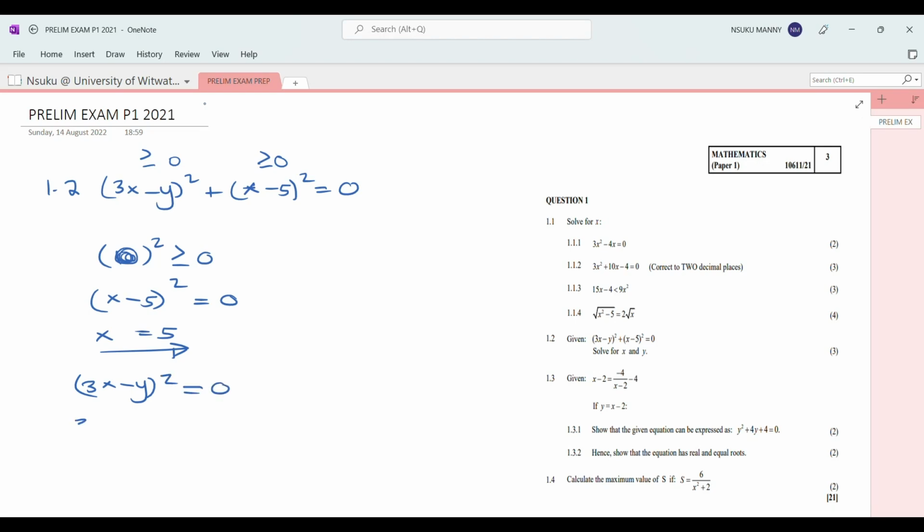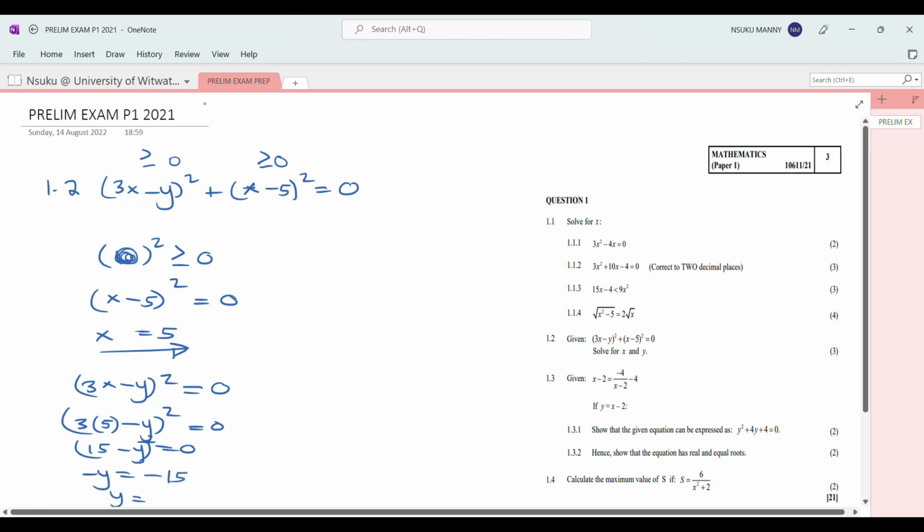If we substitute that value, we have (3 times 5 minus y), everything squared, equals 0. So now we know that 15 minus y is equal to 0, and then y will be equal to 15. So those are our values, and that's a little tricky question.